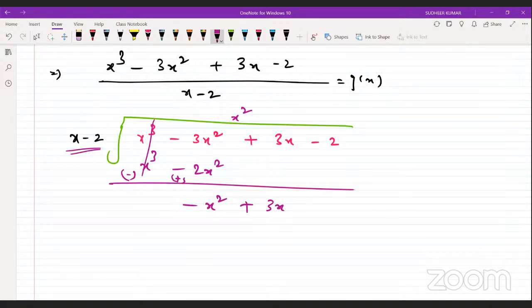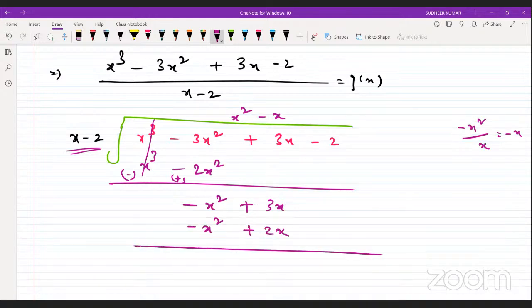So the first term of the new dividend, minus x square, divided by the first term of the divisor, we get minus x. So let's write minus x, multiply with x minus 2: minus x square plus 2x. Subtract this. These two get cancelled. So this is x, and the last term is minus 2, take it. x minus 2, 1 times x minus 2. So this is x minus 2.